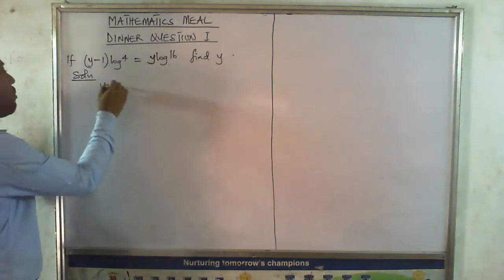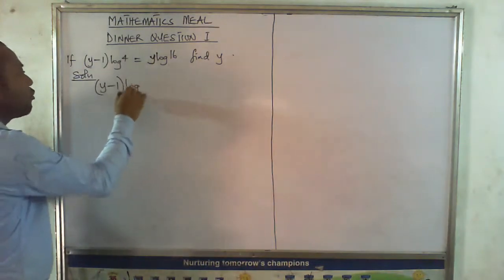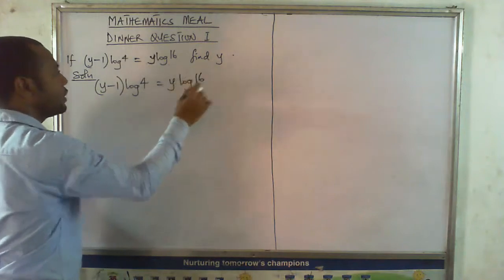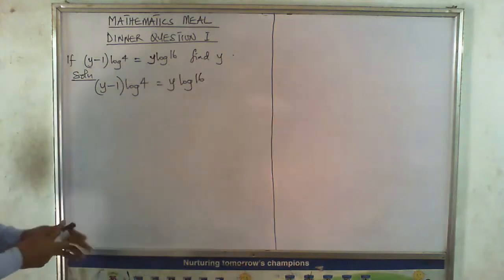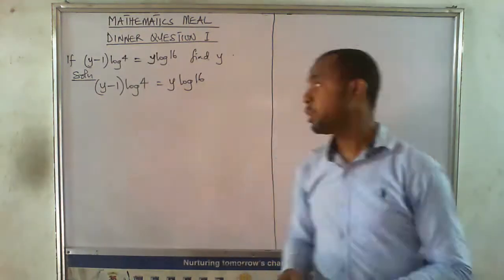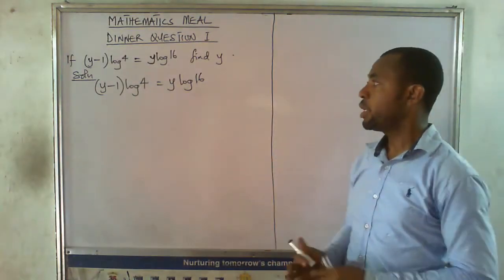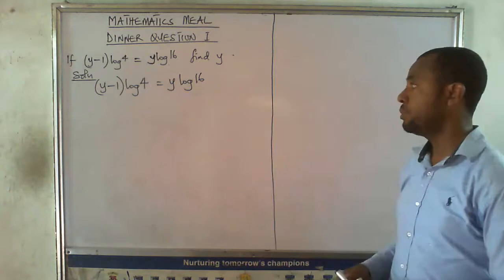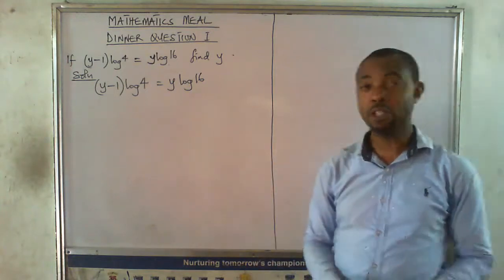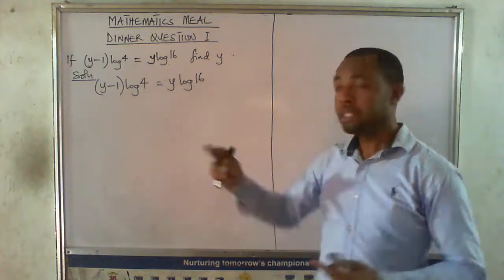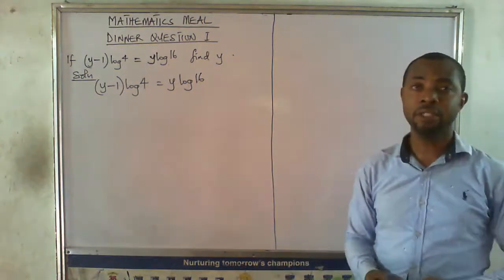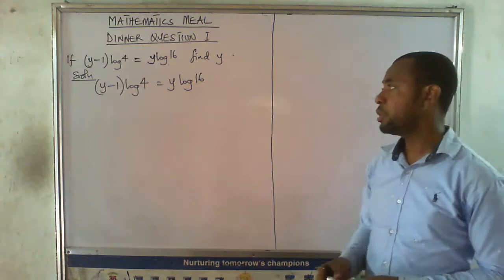We have (y minus 1) log 4 is equal to y log what? 16. They say find y. Now this is an equation involving logarithm. We have to apply the laws of logarithm in order to solve this problem, because whenever we are solving equations in logarithm, our interest is on how to take away the log operators.